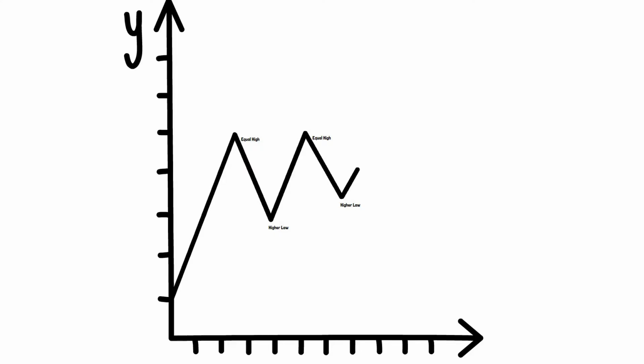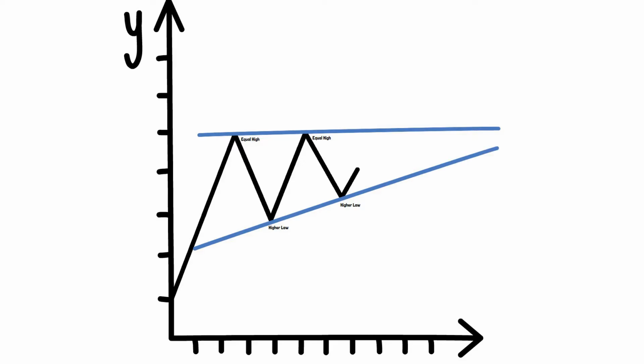Now once we have identified the equal highs and higher lows, you can place a trend line by connecting the first equal high to the second equal high and extending the trend line out to the right. Then you can connect the first higher low to the second higher low and extend it to the equal high trend line. This bottom trend line will act as your support.